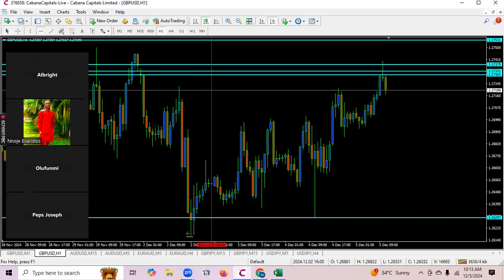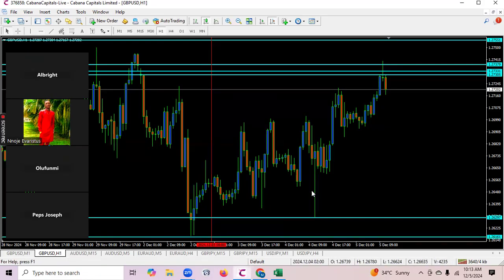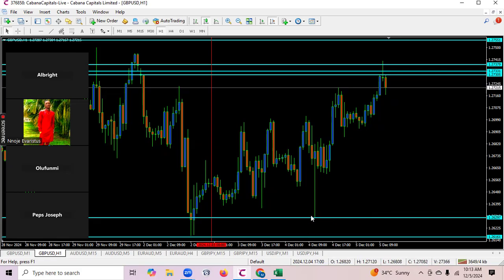These are areas of liquidity, this relative equal low and this low. A lot of retail traders would have executed buy after the formation of this hammer. And where would they have their stop loss? Their stop loss would be at this low. Also, many traders would have executed buy after the formation of this pattern. This is a bullish reversal pattern. And where would they have their stop losses? Their stop losses would be at this low.